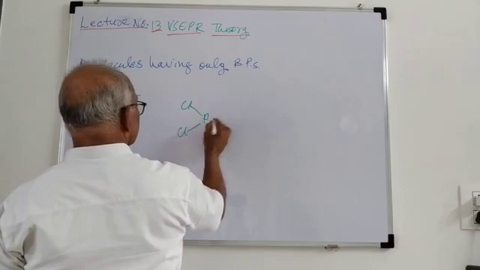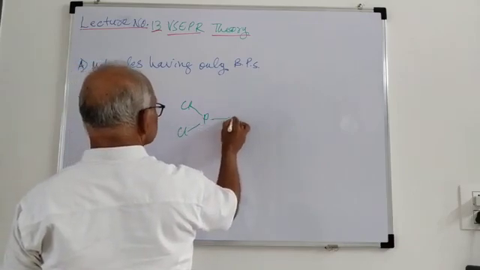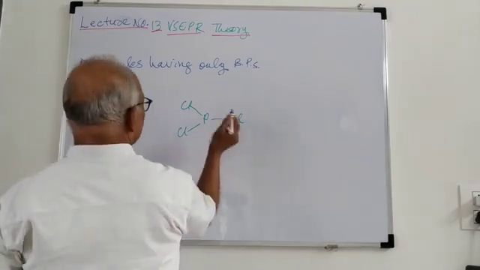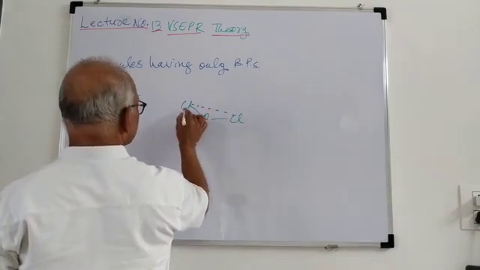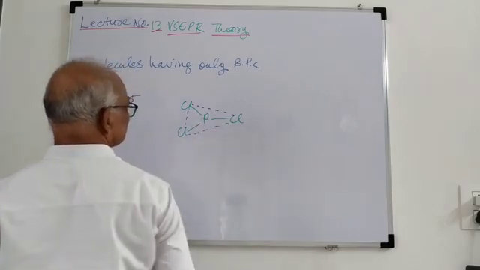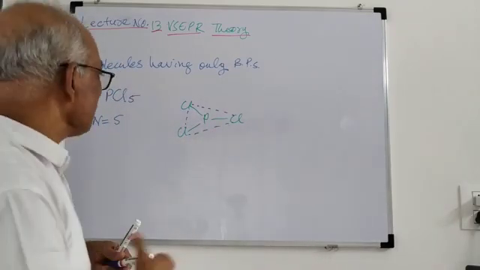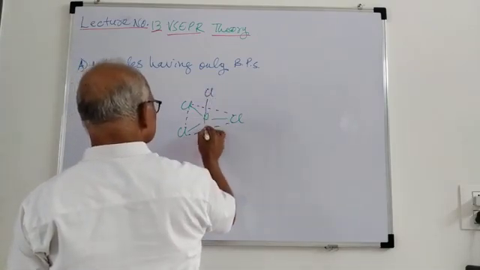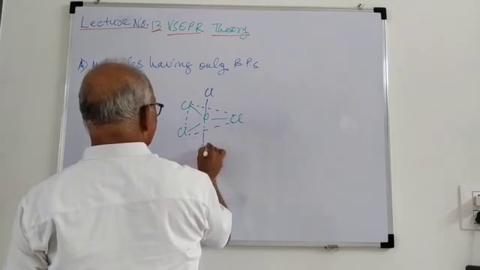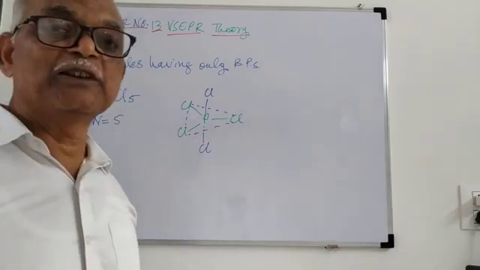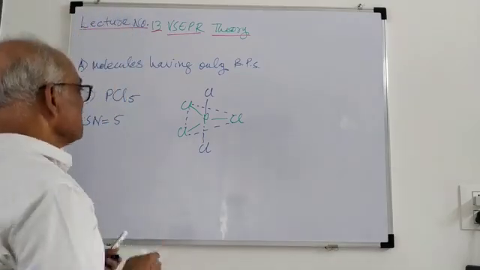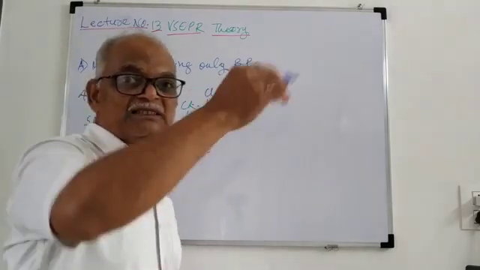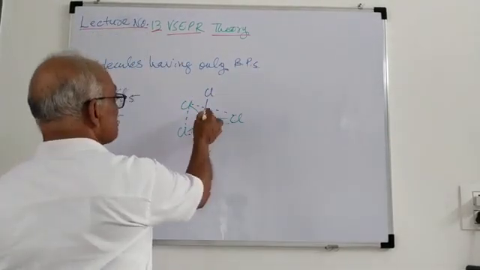Out of these 5, 3 chlorines are present in one plane, that is the XY plane. We can show this plane with these dotted lines. So this is the XY plane and there are 2 more chlorines occupying the positions perpendicular to this plane. So these 3 chlorines are occupying the total 360 degree angle around phosphorus.